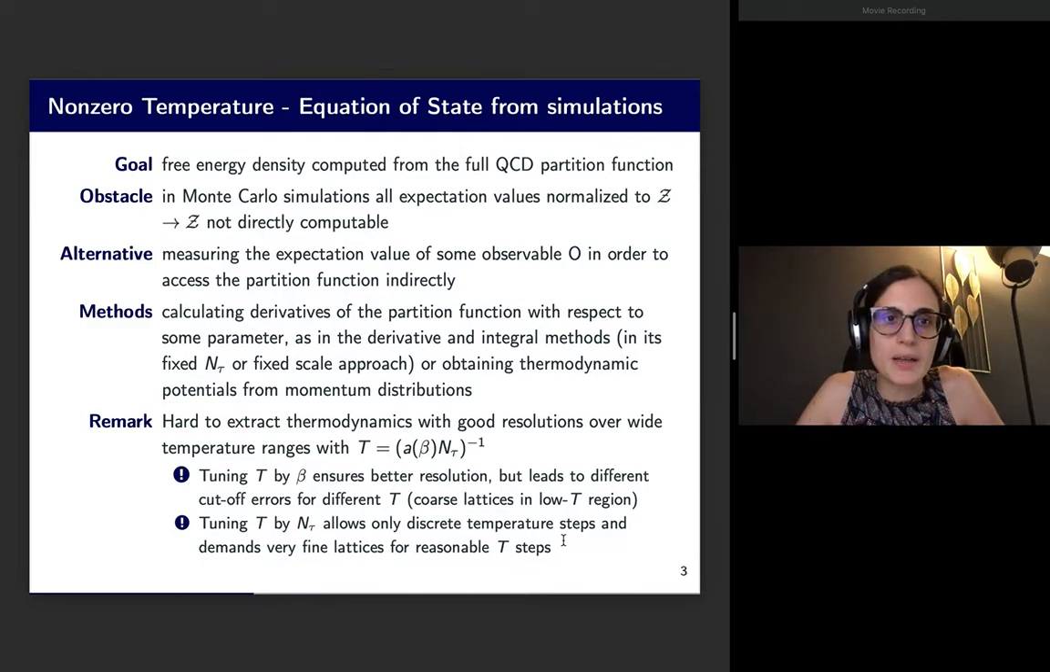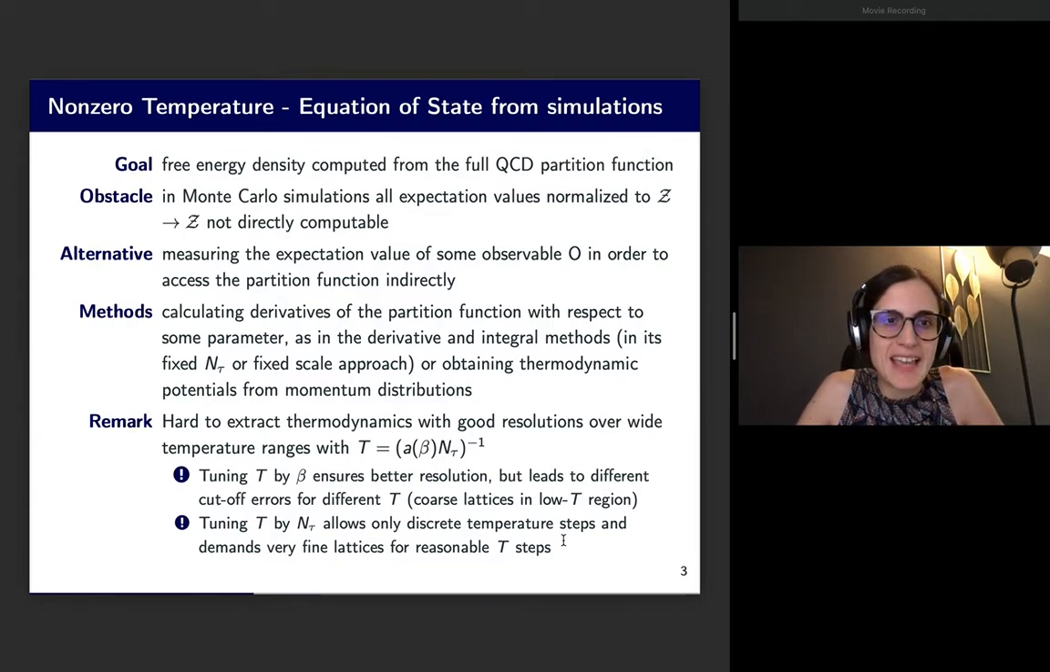In particular, one can measure the expectation value of some observable and use that in order to access the partition function indirectly. How would one do that? A method could consist, for example, in calculating the derivatives of the partition function with respect to some parameters, as in the derivative and integral methods that we will discuss in a moment in two different approaches, which are called the fixed N-tau or fixed scale approach, or obtaining thermodynamic potentials from momentum distributions, which is another method that I will not cover in these slides, through which you can get to the equation of state.